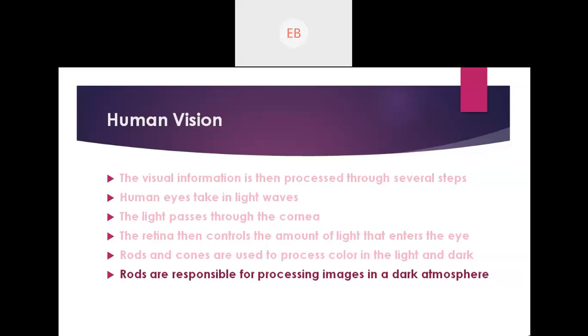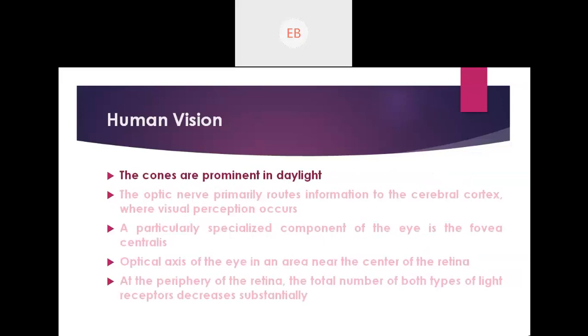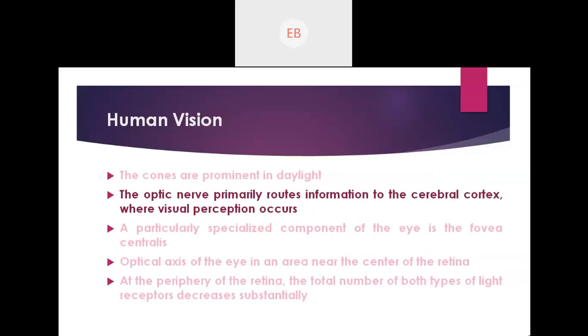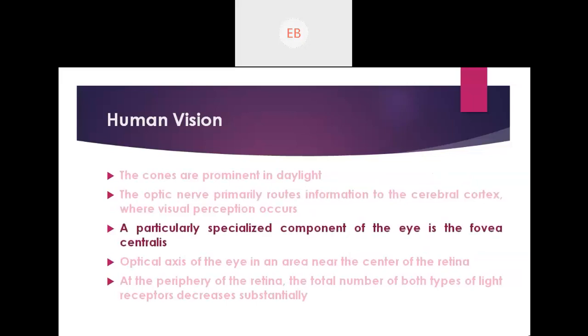That is, rods are responsible for night vision, okay? Then the cones are prominent in daylight, okay? Then the optic nerve. The optic nerve will primarily route information to the cerebral cortex where visual perception occurs. Then a particularly specialized component of the eye is the fovea centralis.